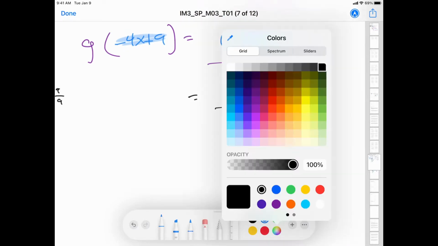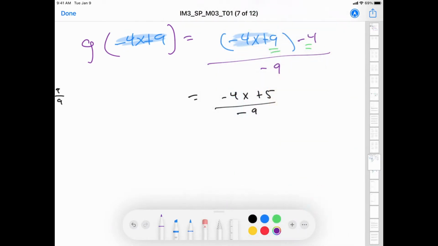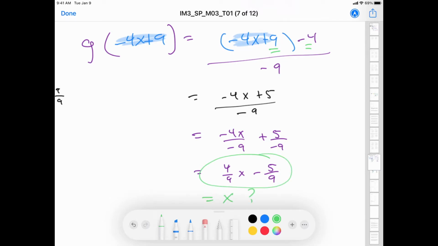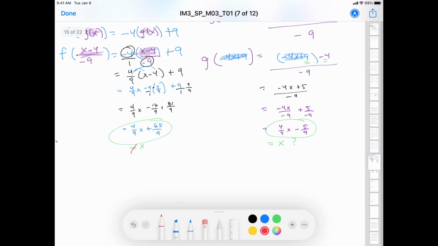And if you wanted to, you can just clean that up. This is negative 4 ninths x divided by negative 9 and positive 5 over negative 9, which would give you 4 ninths x minus 5 ninths. But again, here's the question. Does this equal x? And the answer is no. So no, not inverses.